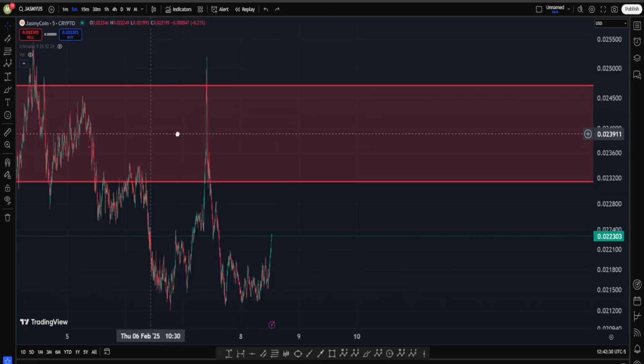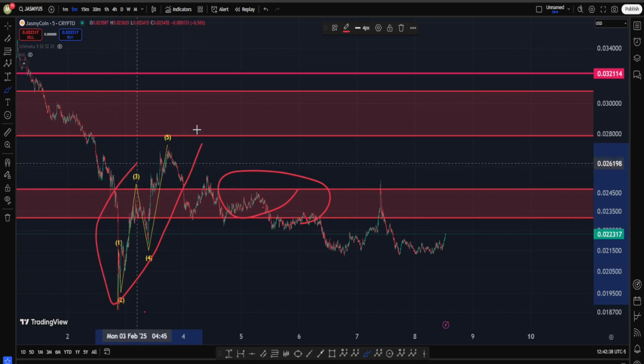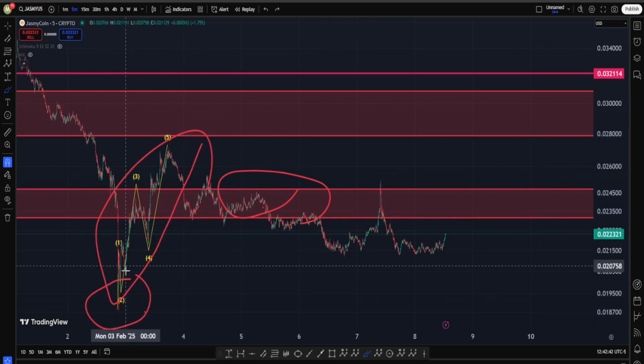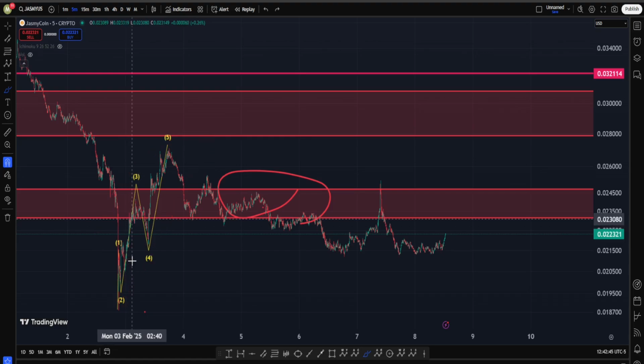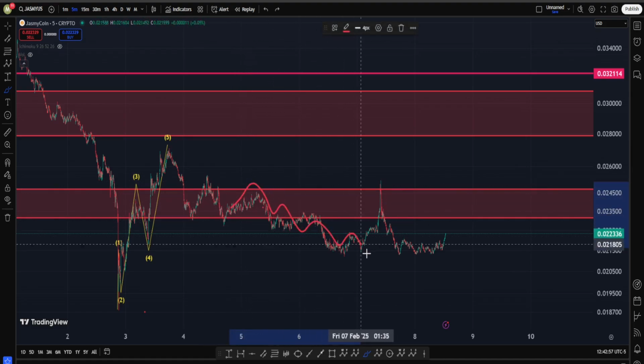First things first, if you remember, the last time that we talked about JasmyCoin, we were somewhere around these areas and I was saying, look, this bounce back can actually be a good sign and this point can be our final bottom, but this doesn't mean that we are going to go straight up. No, nothing goes straight up, and that's why I said we are probably going to have some more moves on the downside. And what happened?